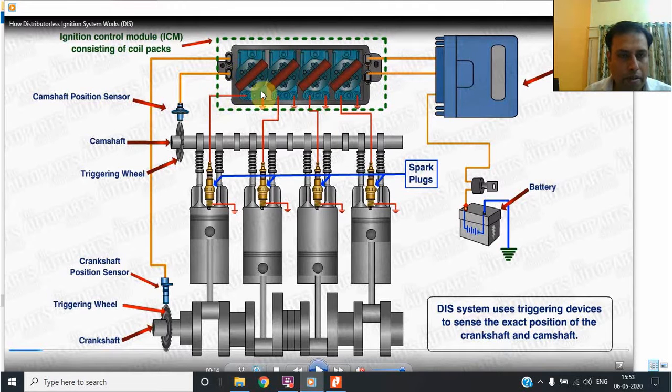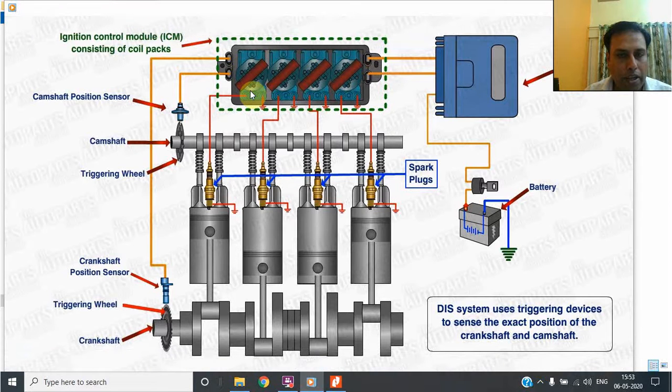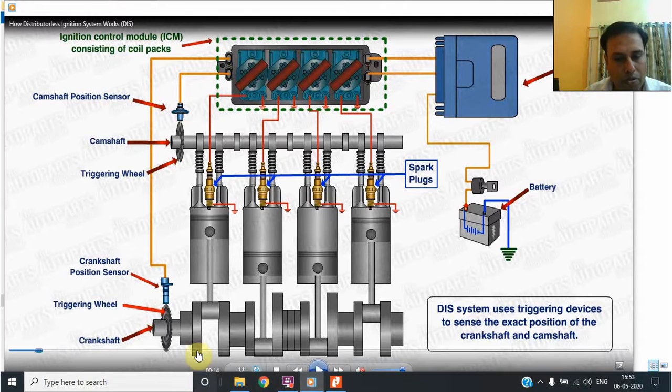So this was the main thing I was saying: when separate high tension coils are given, there is particularly no need for a distributor. The previous video I showed you was an electronic ignition system, but this one is currently being used, in which a dedicated high tension coil is given to each and every cylinder. The engine control module consists of coil packs, that is written. The cam position sensor is shown to you, and another is the crankshaft position sensor. Means two sensors are used, one is crankshaft and one is camshaft.